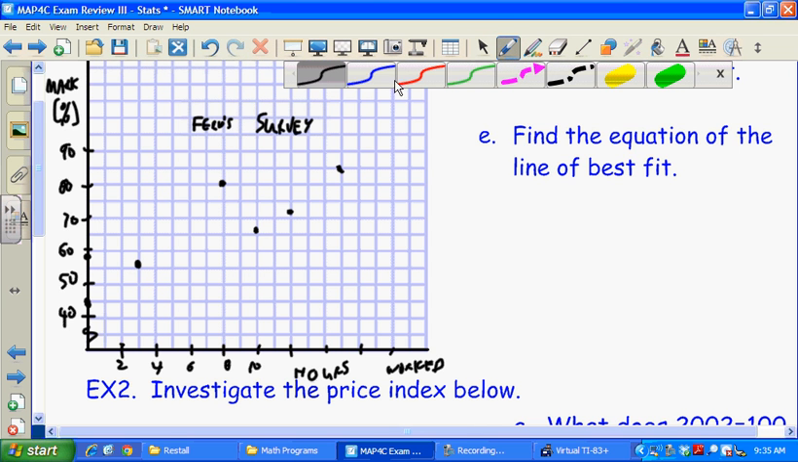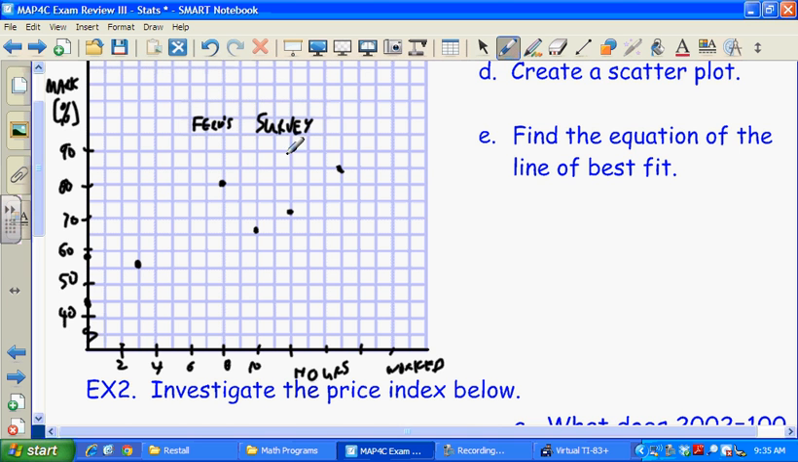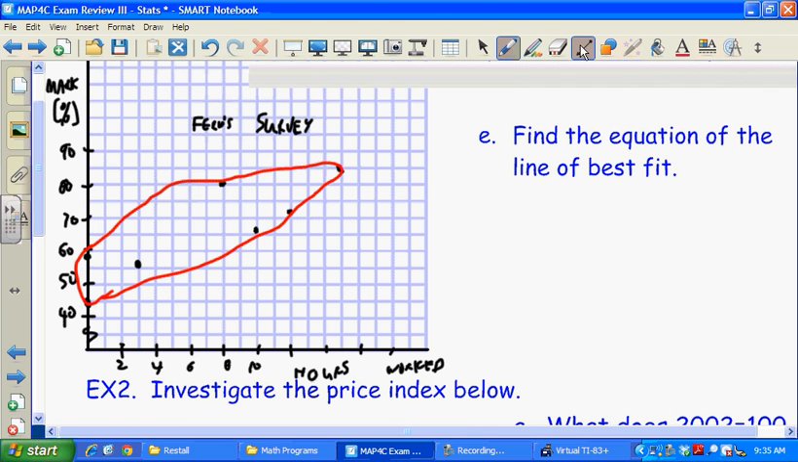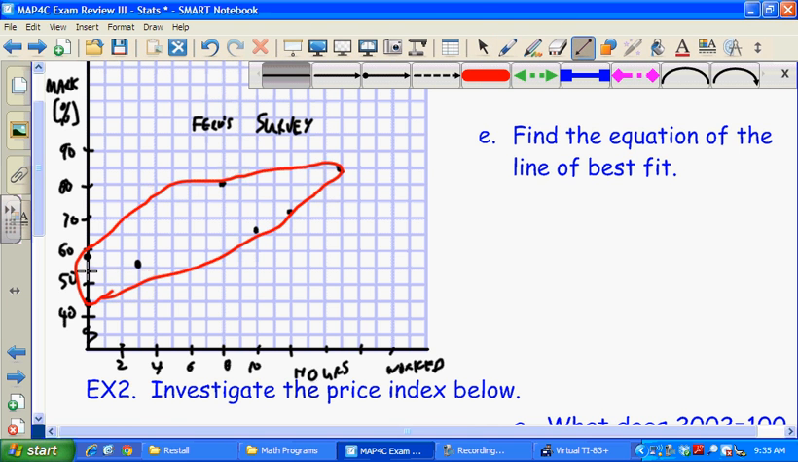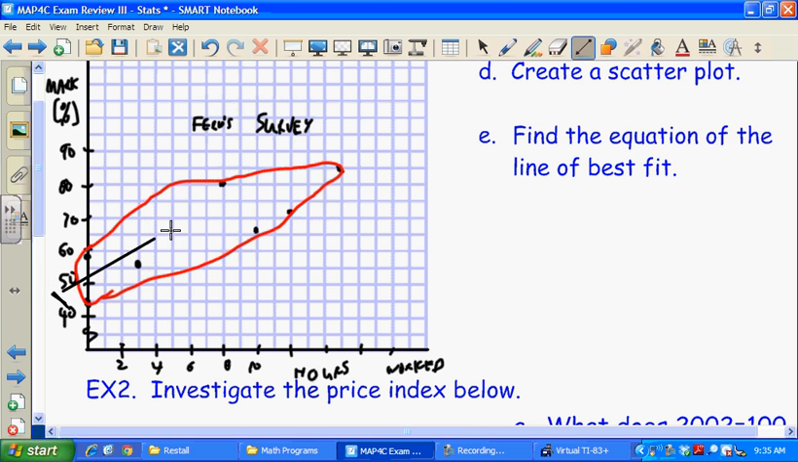The idea here, maybe I'll do it in red, was to put a loop around it. If you're not very good at this, a nice piece of advice is to put a loop around that. And then your line of best fit is supposed to cut this loop in half, right? Oops. Maybe something like that.